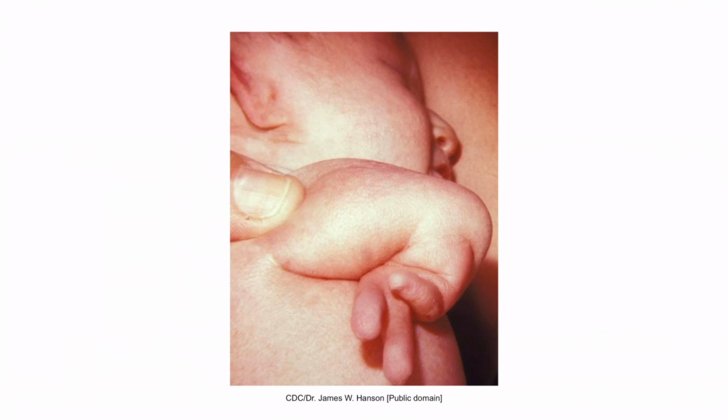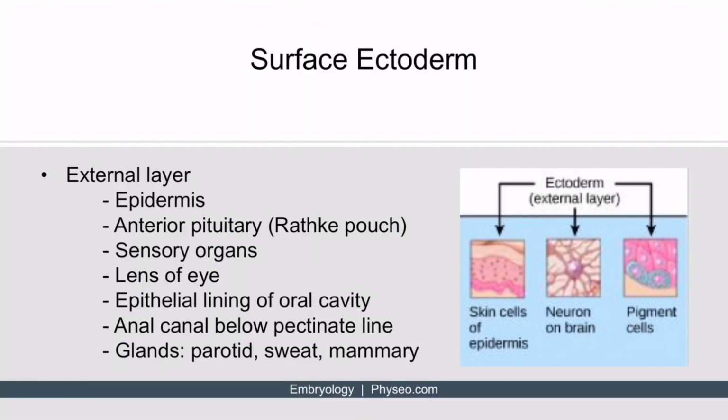Okay, moving on, the ectoderm is composed of three components: the surface ectoderm, neural tube, and neural crest. Let's talk about the surface ectoderm first. The surface ectoderm can be considered the external or outer layer of the body. It includes the epidermis.